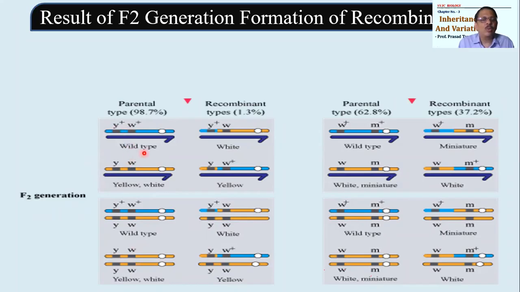This will be having wild type, means brown body, red eye. This will be having white eyes and brown body. This will be having yellow body and white eyes. And this will be having yellow body and red eyes. Similarly here also it will be wild type, because the dominant genes will express themselves. What will happen here: color of eyes will be white and color of body will be brown.